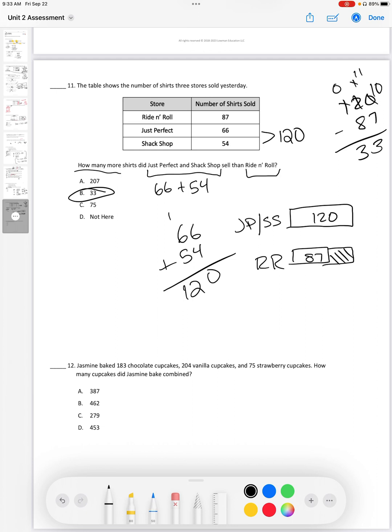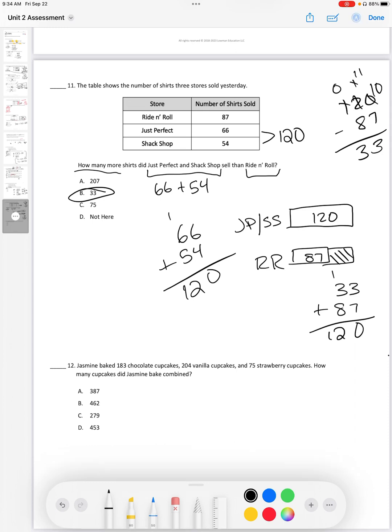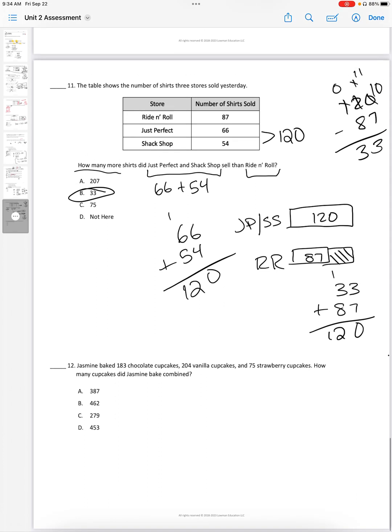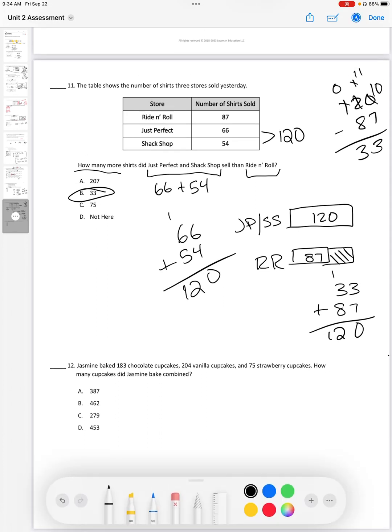Now I should check my subtraction with addition, and I can do that like this. Take the difference, which is 33, add my smaller part, 87, and I should come up with 120, hopefully. 7 plus 3 is 10, 8, 3, and 1 is 12. That gave me that 120 back, so that math is correct. One thing they have to be careful about is if it's saying this and this combined, like Just Perfect and Shack Shop are combined. So we have to add those and find that total first before we can continue with the rest of the problem.